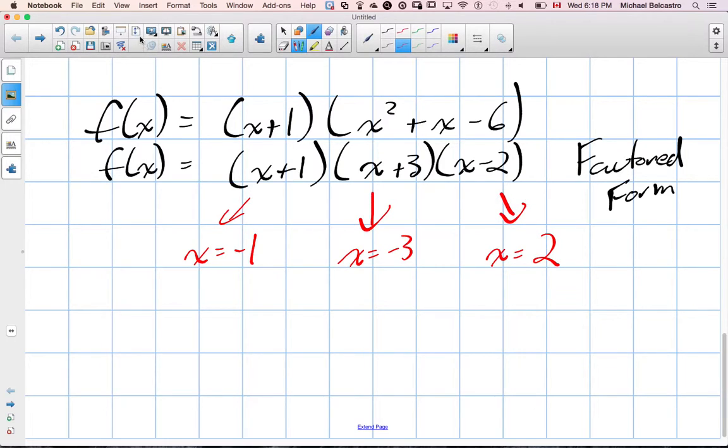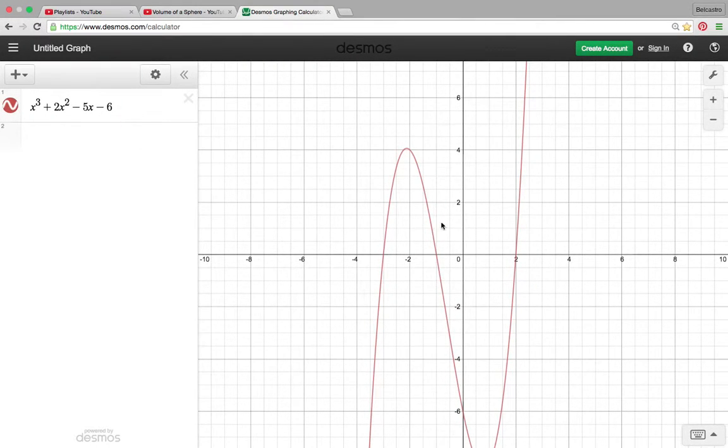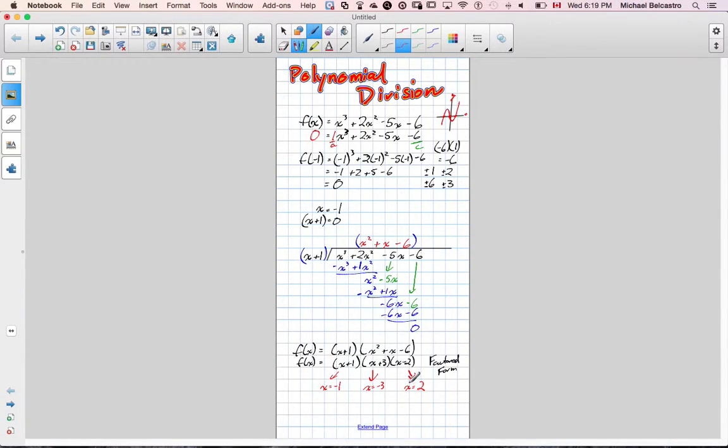And we can check with our lovely graphing program just to prove it here. Here's our function. It's positively sloped. And we have zeros at negative 3, negative 1, and 2. Is that what we got? Negative 1, negative 3, 2. Perfect. Yeah. Okay.